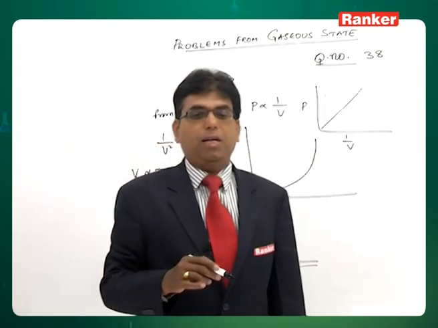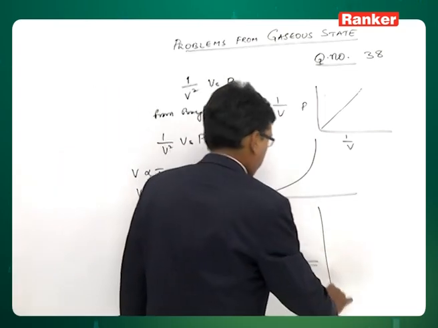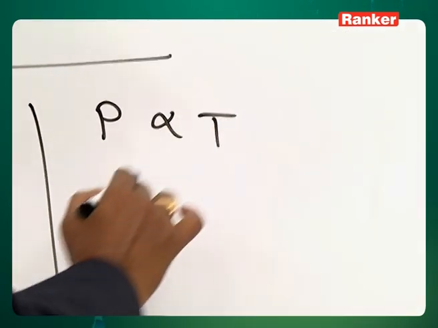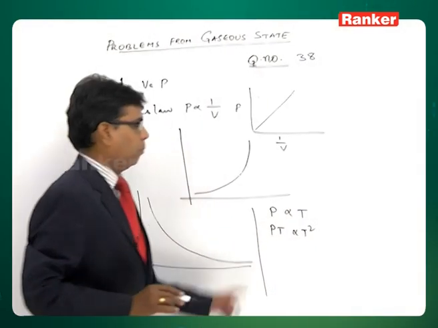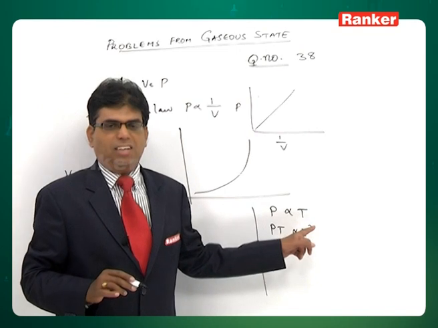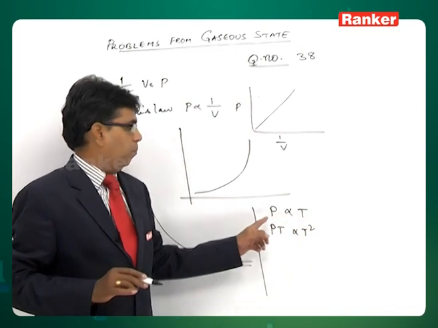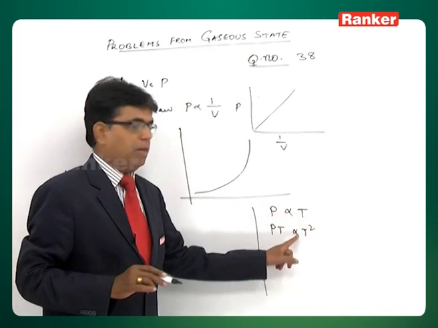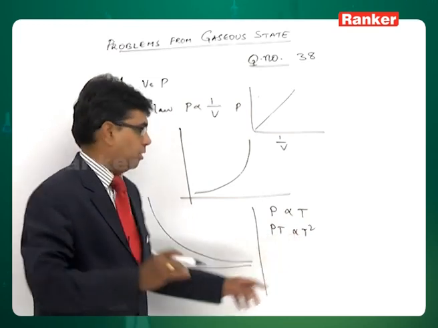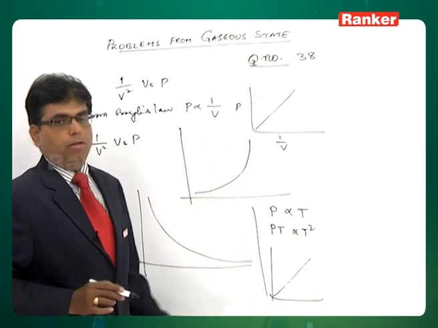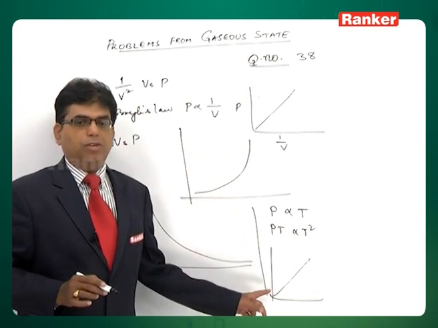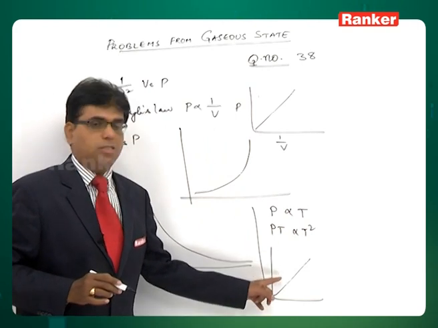And the next is pt versus t square. P is proportional to t, so pt is proportional to t square. So p proportional to t is a straight line. For pt, you are multiplying with the same quantity, so there will be no change. So here again you will get a straight line. So for this C, the option is P.